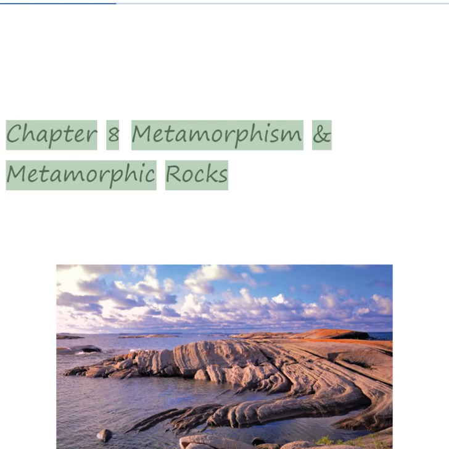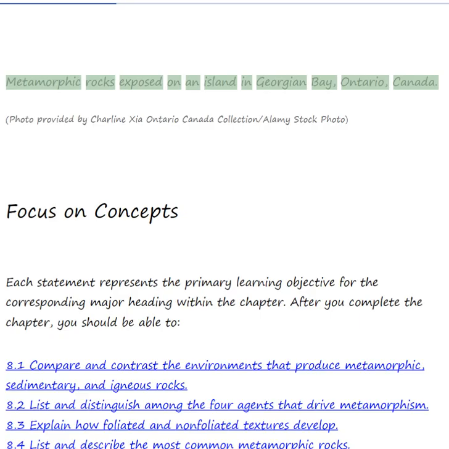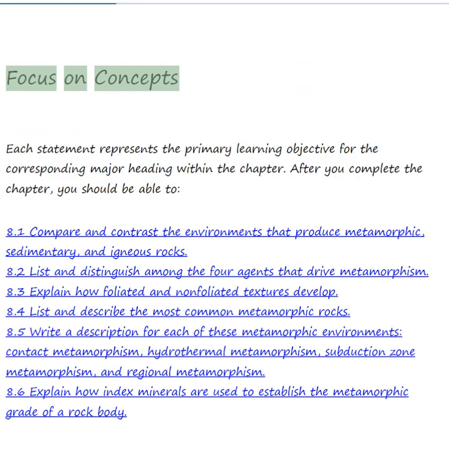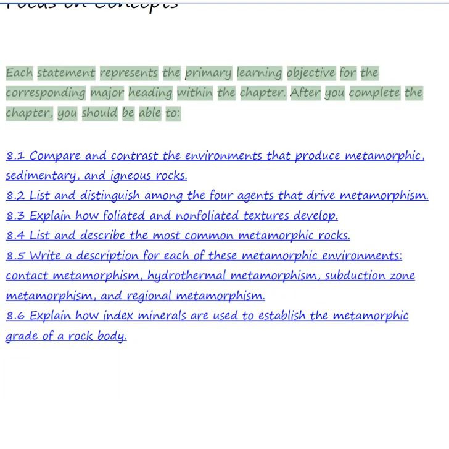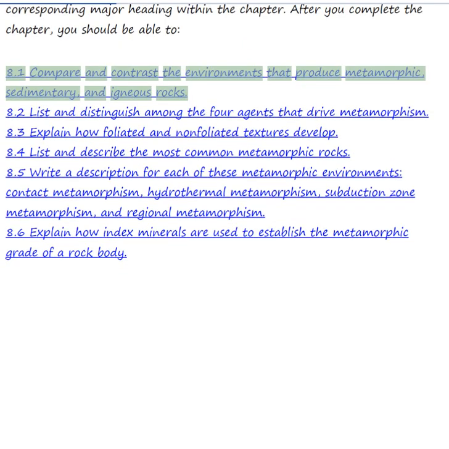Chapter 8: Metamorphism and Metamorphic Rocks. Metamorphic rocks exposed on an island in Georgian Bay, Ontario, Canada. Focus on concepts. Each statement represents the primary learning objective for the corresponding major heading within the chapter. After you complete the chapter, you should be able to: 8.1 Compare and contrast the environments that produce metamorphic, sedimentary, and igneous rocks.